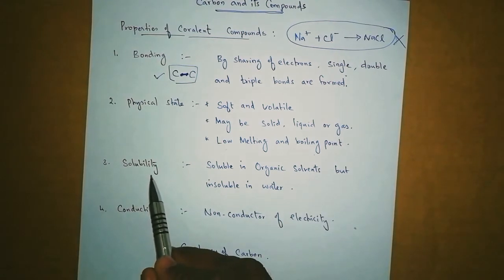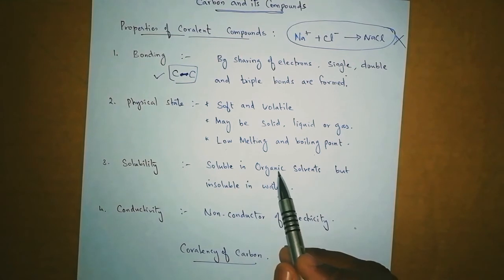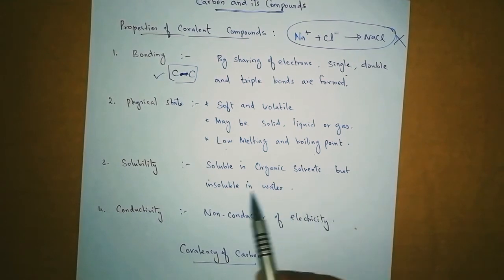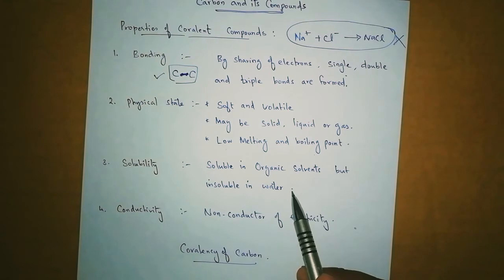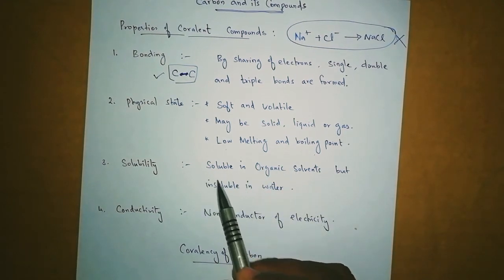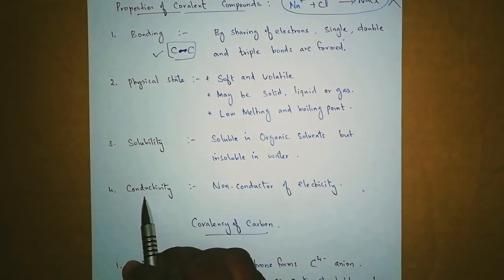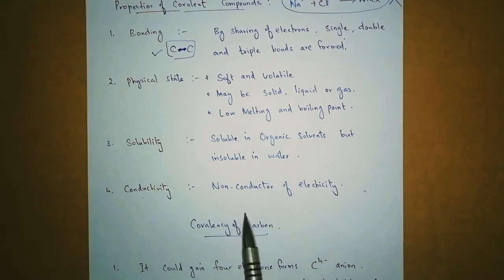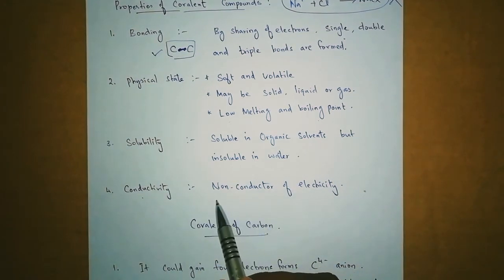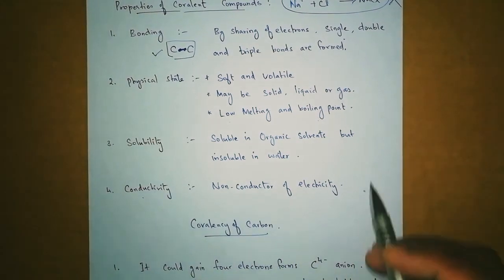Let's move on to solubility. They are soluble only in organic solvents and insoluble in water. If I compare with ionic compounds, it's vice versa, right? They are soluble in water but insoluble in organic solvents. And then conductivity: all the covalent compounds are not good conductors of electricity, but ionic compounds are. In the solid state, they never conduct electricity, but only in the molten state do they conduct electricity.